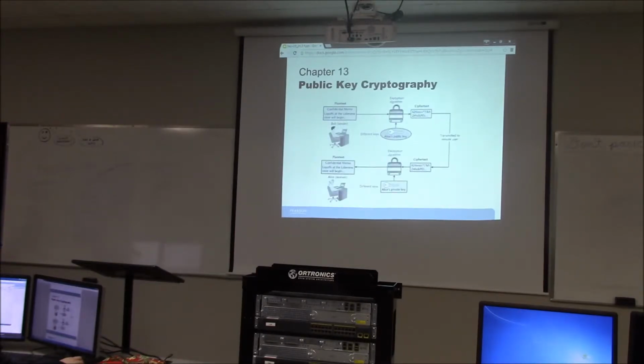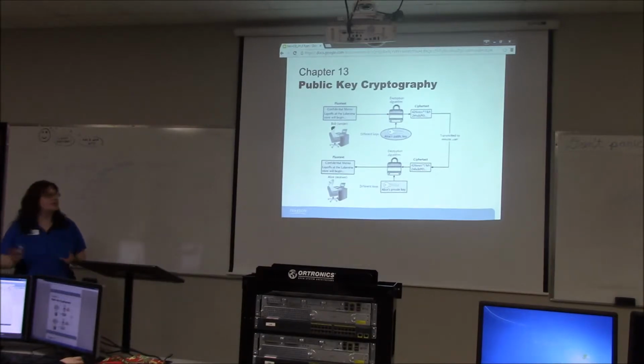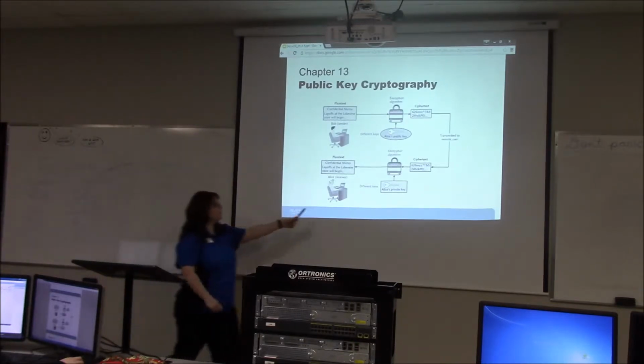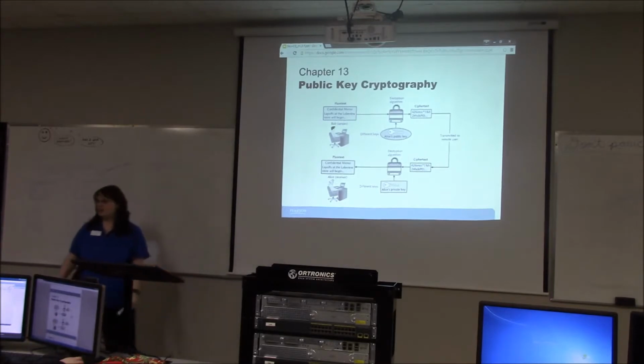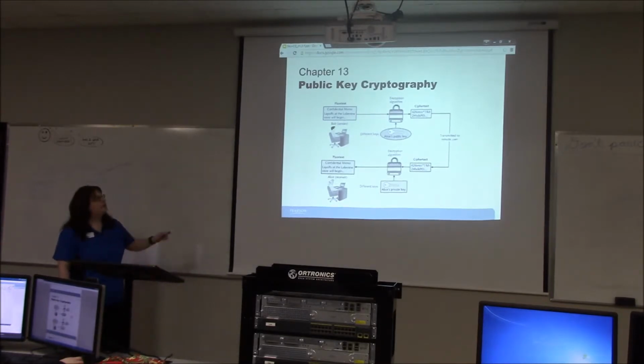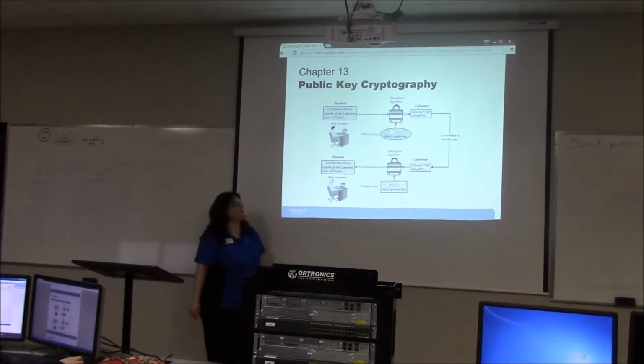So here's an example of this. Bob is sending a memo. The memo's in plain text, which just means nothing's been done to it yet. It's in the clear. It goes through an encryption algorithm with Alice's public key. Alice is the receiver of this message. Her public key is public, so someone else can use it. It goes through, it turns into ciphertext, it gets transmitted. She uses her private key that only she has to be able to decrypt it, and then she can see the memo.